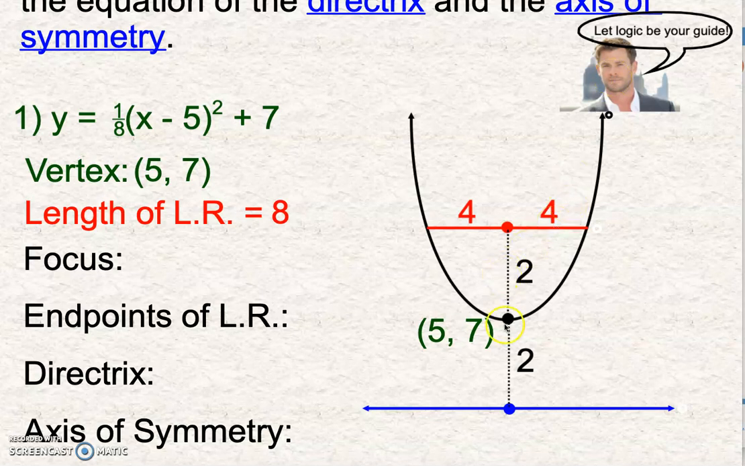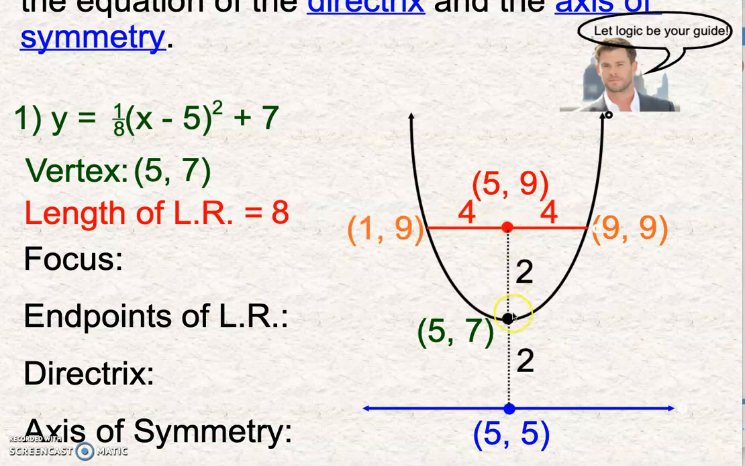So let's see. If I'm at the point 5, 7, and I go down 2, because that's what's happening to get to the directrix, my new point would be 5, 5. And if I'm at the point 5, 7, and I go up 2, my new point would be 5, 9. And if I'm here at the focus at 5, 9, and I go to the right 4, I would be at 9, 9. And if I went to the left 4, I would be at 1, 9.